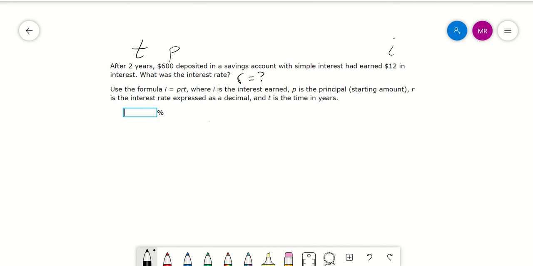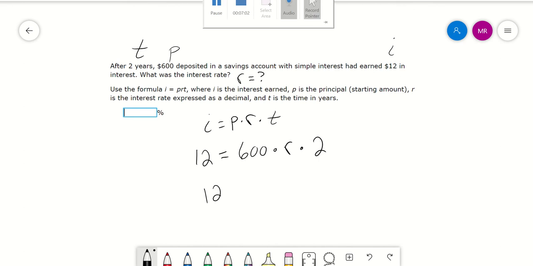Now remember, we're using interest equals principal times rate times time. So now we know the interest, it's 12. That is equal to principal, which is 600, times the rate, which we don't know, so I'll leave it as R, times time, which is 2. We can combine 600 and 2, and when we do that, we get 12 equals 1200 times R. To solve for R, we need to divide both sides by 1200.